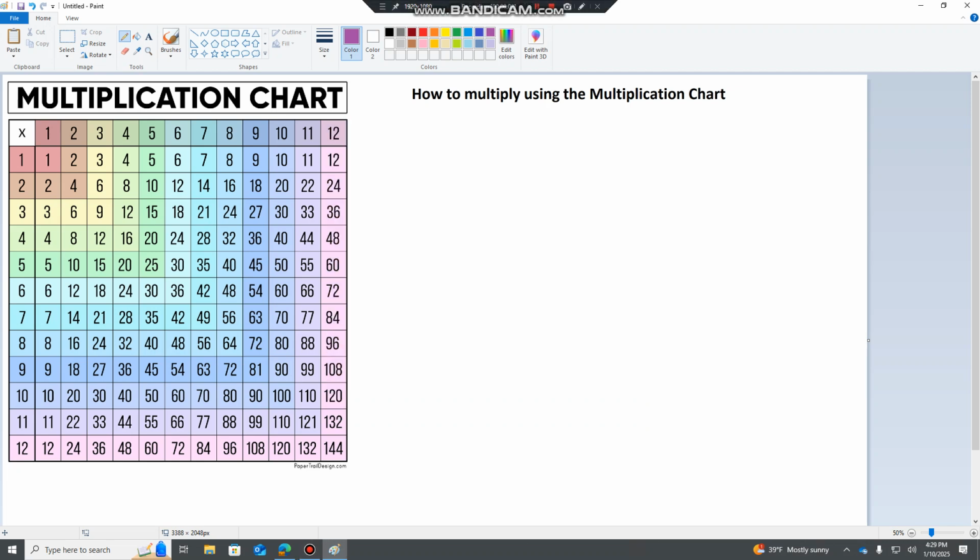Today I'm going to show you how to multiply using the multiplication chart. It's a great way for kids to understand the concept of multiplication. It gives them a sense of independence. It allows them to figure out how to multiply without necessarily memorizing. And I'm going to show you how easy it is to use the skill.